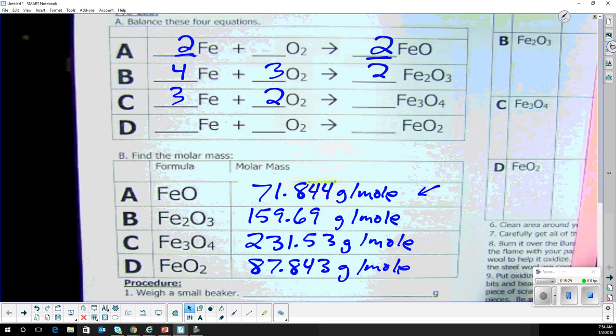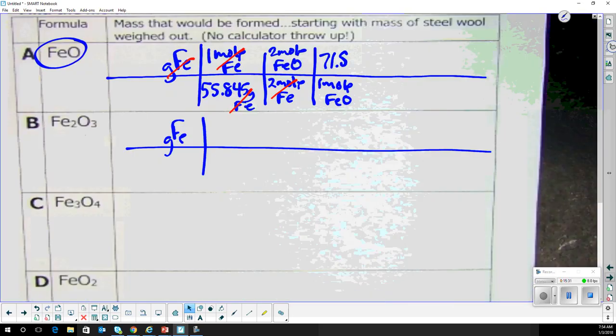Okay, so I can go back through and grams of Fe go out, moles of Fe go out. Now I'm in moles of Fe. Oh, but I need to go all the way to grams of FeO. So I go back again to here and I look at this mass, 71.844. And I come here and I put for every 1 mole of FeO, there's 71.844 grams of FeO.